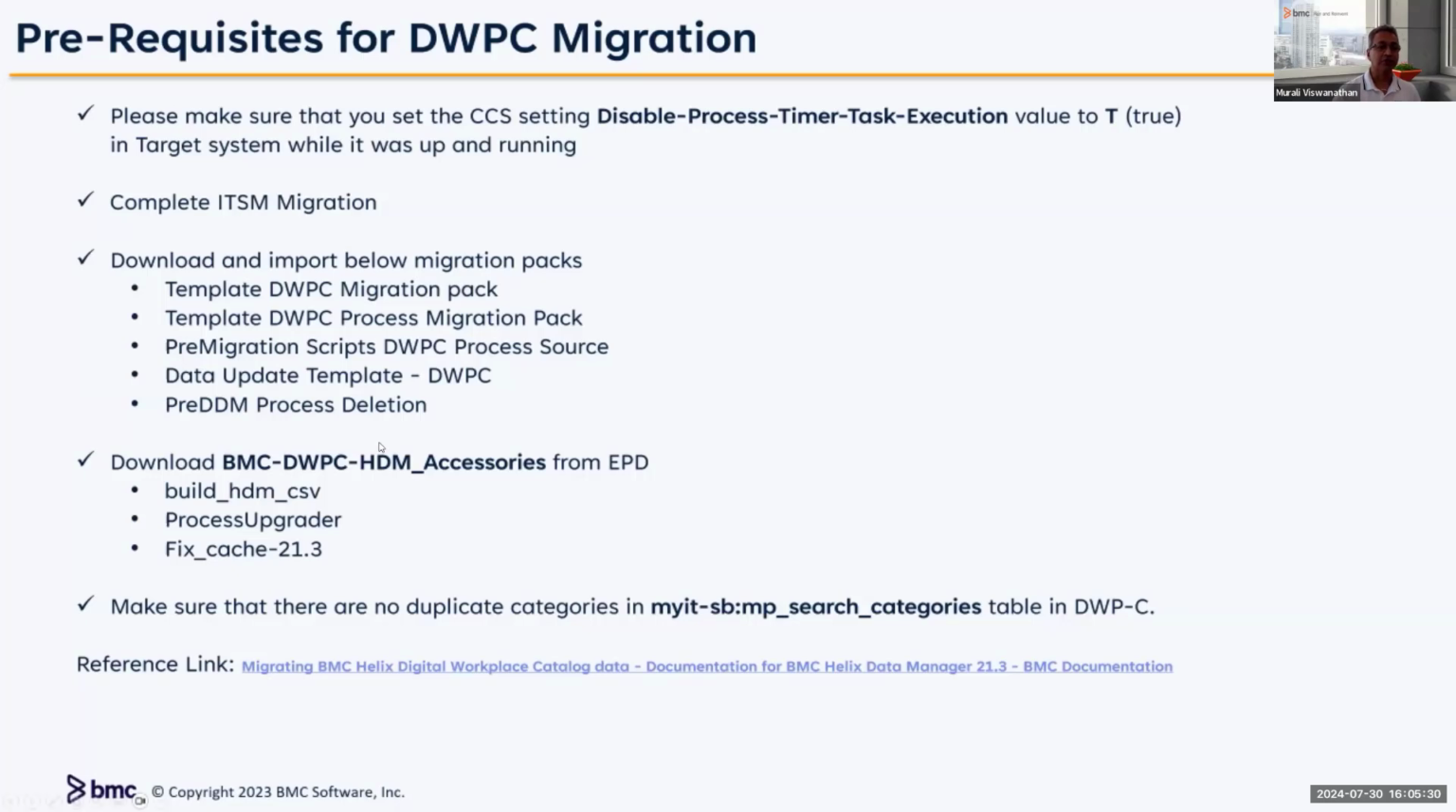There are two major packs, the migration pack and the process migration pack. On top of that, you will also be downloading the pre-migration scripts, and there are post-migration scripts as well for the data update for the DWP catalog. There are also some scripts you'll be downloading from the EPD, which we'll cover in the demo when you'll be using them. If you look at this documentation, one of the prerequisites, to be run on the on-prem side, is to ensure there's no duplicate information or duplicate category. Those are detailed on the link.